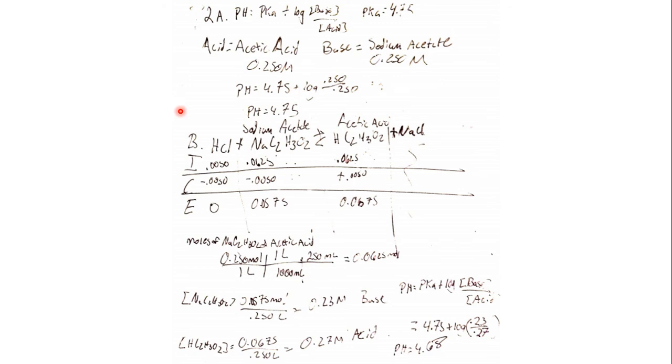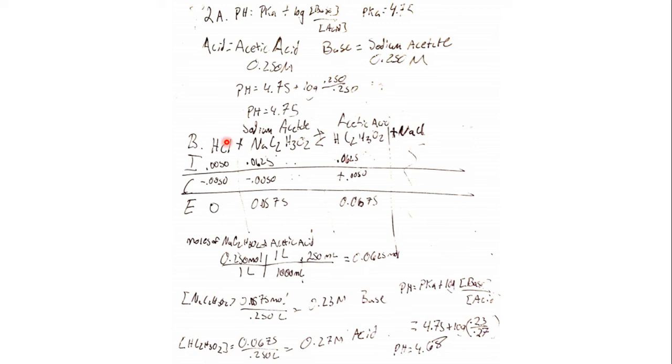Now B, what happens when I add 0.0050 moles of hydrochloric acid? The first thing you should do is write down your chemical equation. Your acid, hydrochloric acid, will always interact with your base, sodium acetate, and what you're always going to make is your conjugate acid. So you're going to make acetic acid. Hydrochloric acid plus sodium acetate makes acetic acid plus NaCl. I'm just dealing with pH here, so I don't care about NaCl, but I do care about the amount of sodium acetate and acetic acid.